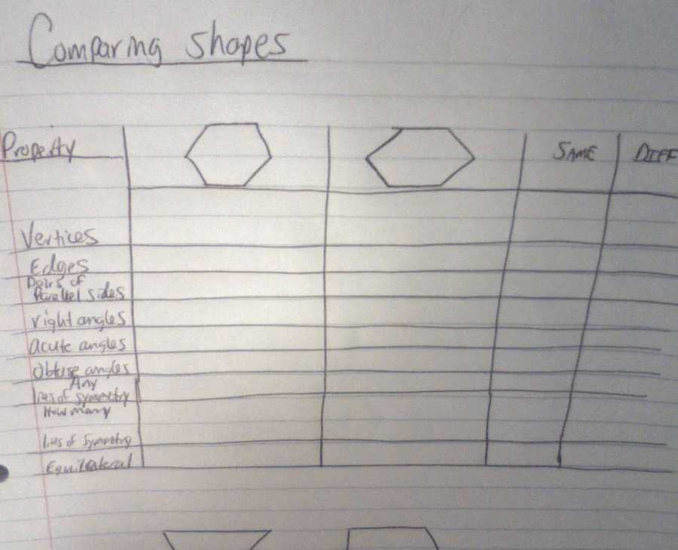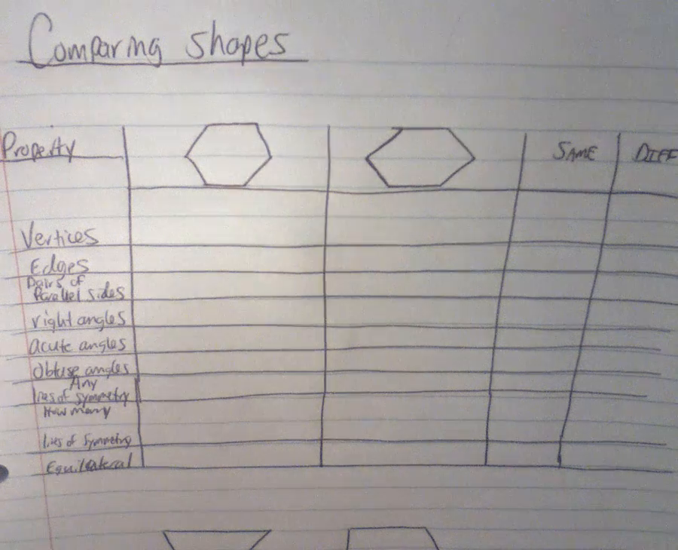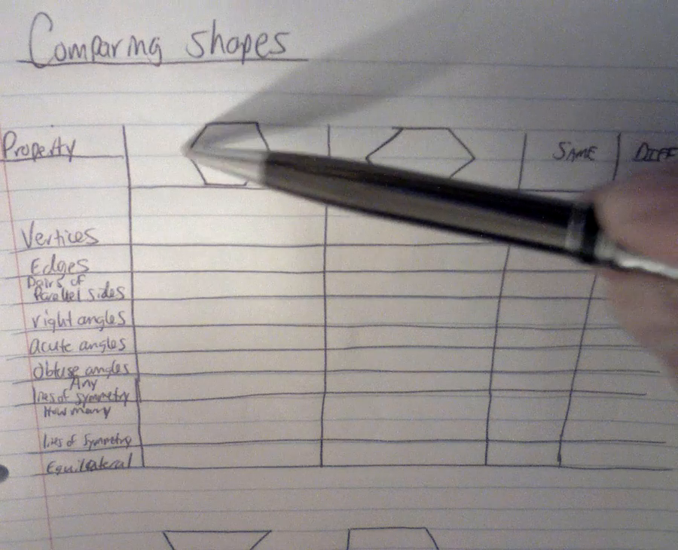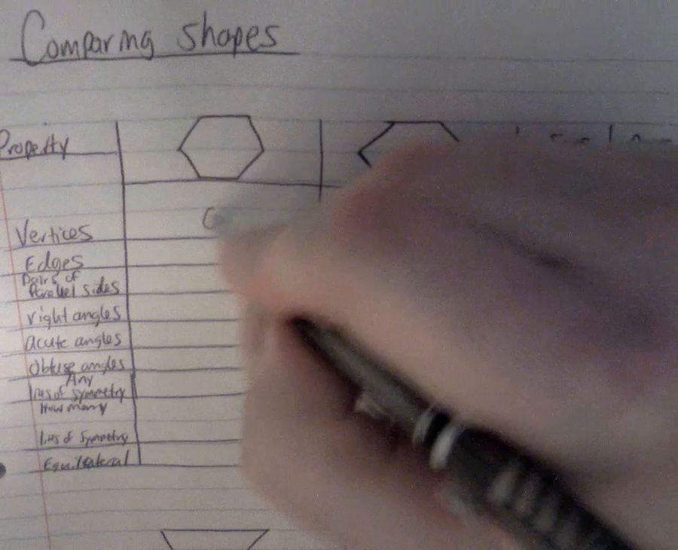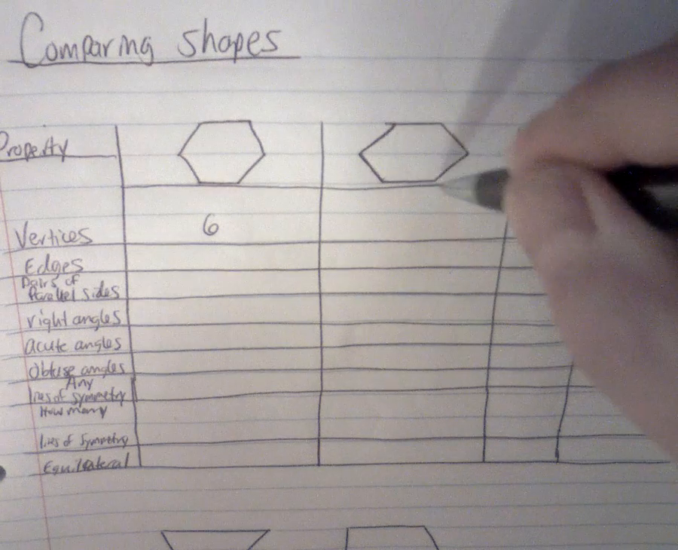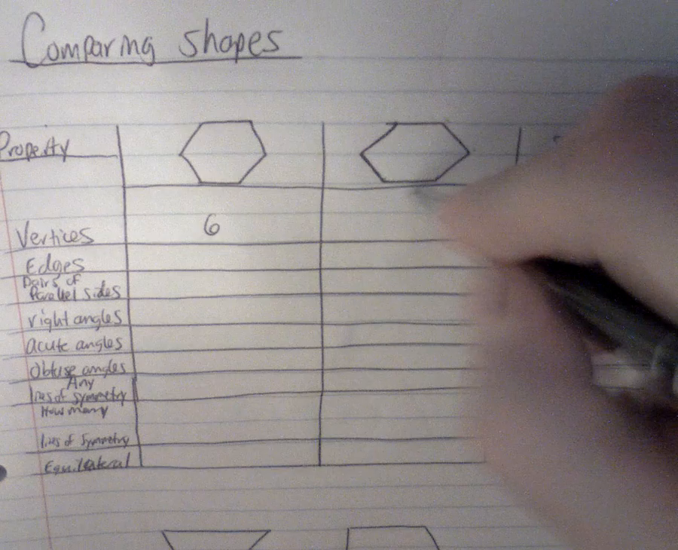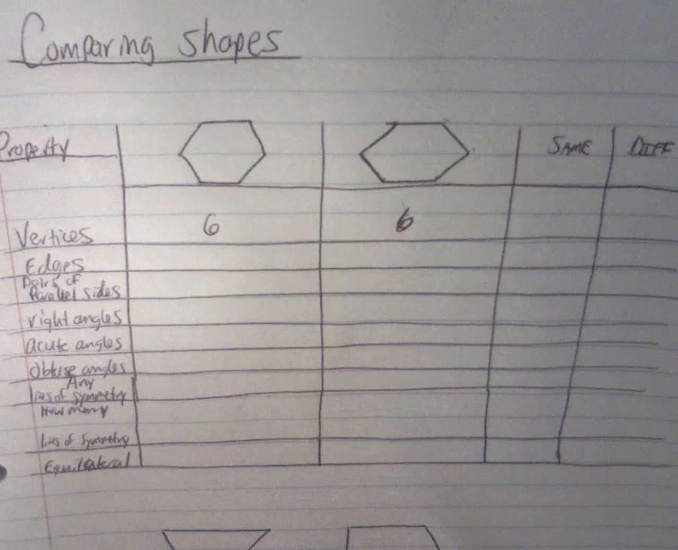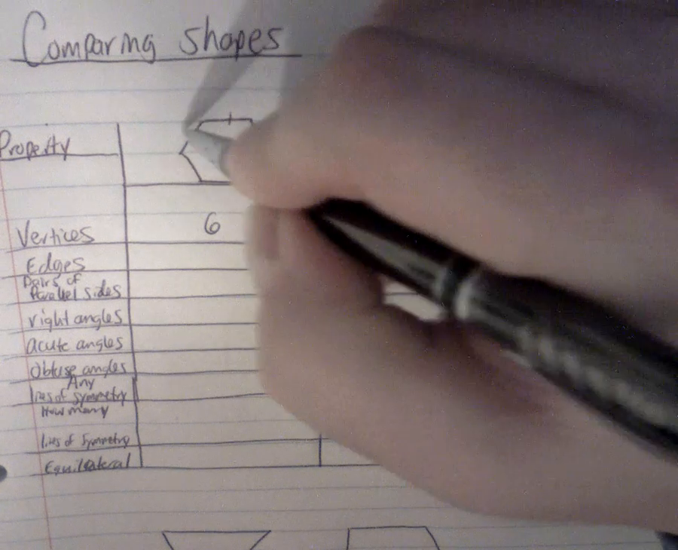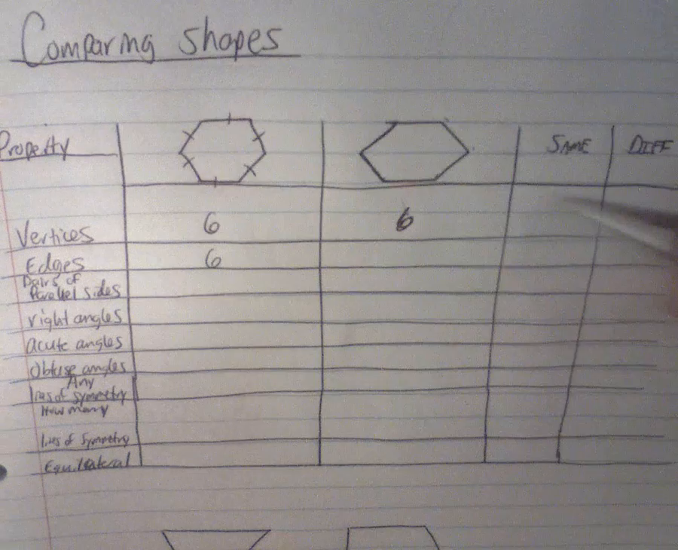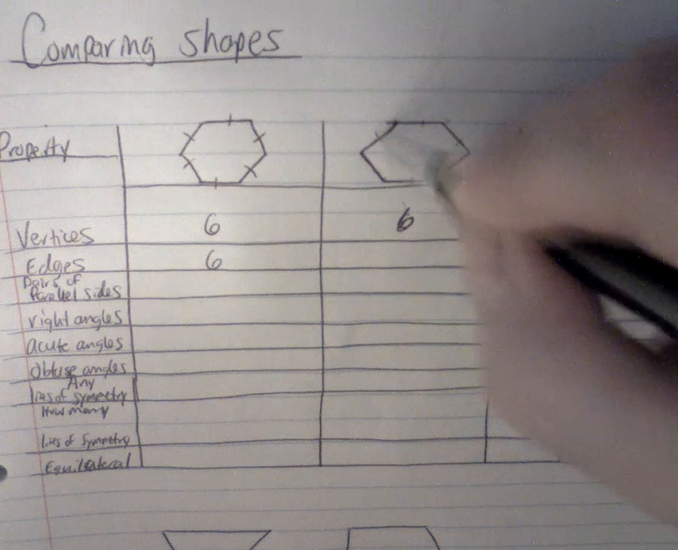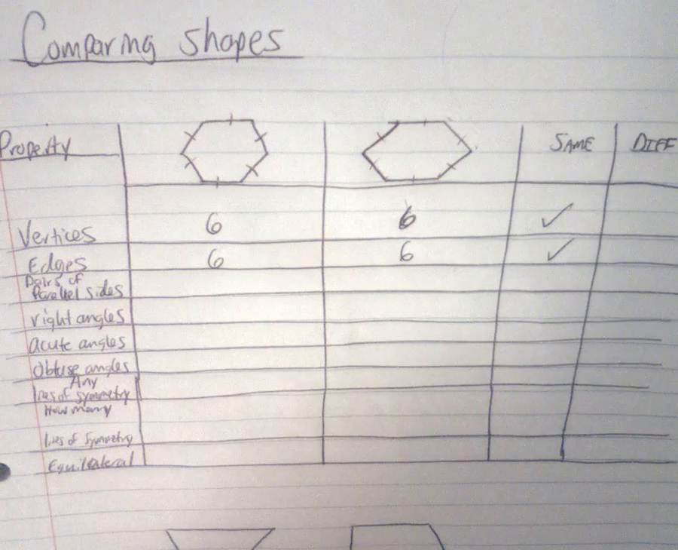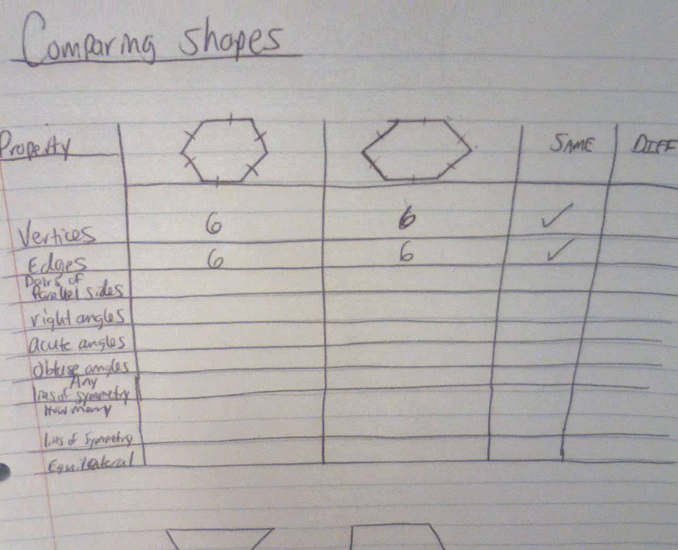So let's take a look at the number of vertices. Remember, the vertices are the corners. We have 1, 2, 3, 4, 5, 6, and 1, 2, 3, 4, 5, 6. So each has 6 vertices. Edges, you count the edges: 1, 2, 3, 4, 5, 6, and 1, 2, 3, 4, 5, 6. Each has 6, so they are the same. There's nothing different about them in that respect. They are totally the same.